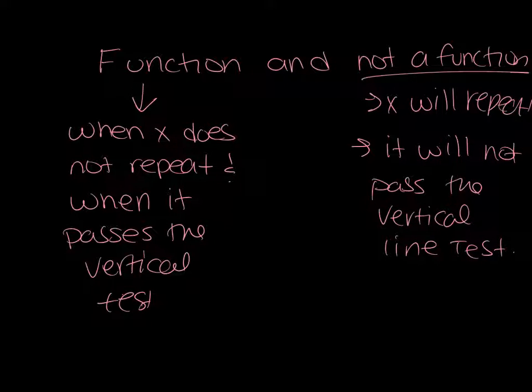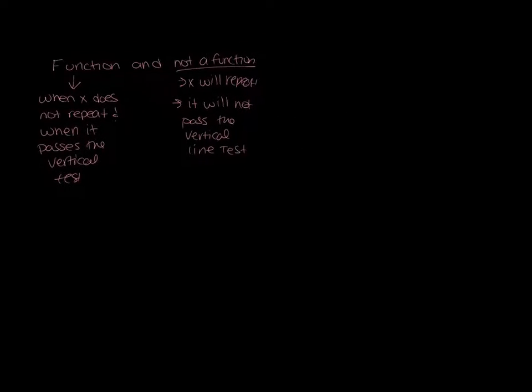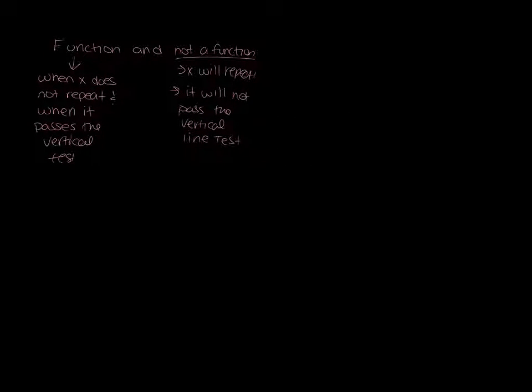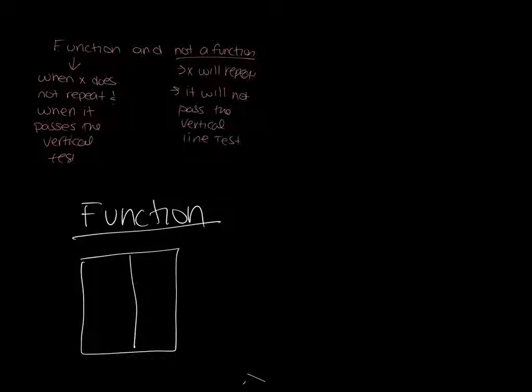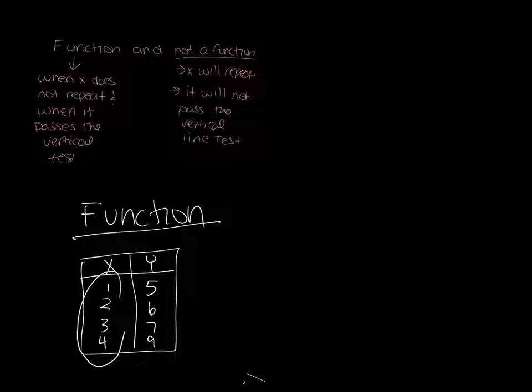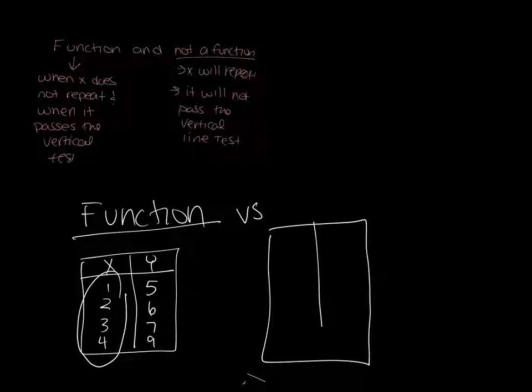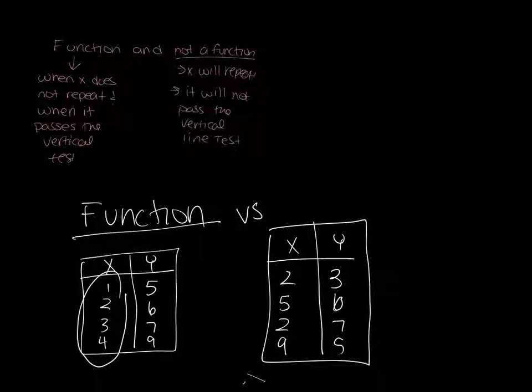Let me give you an example of where it is and where it isn't. I'm going to put those definitions on the side. For a function, if I have a table, I'm going to put x and y. All of these numbers on the left are going to be different. Since every single number on my x-axis is different, this is a function. Versus if it's not a function, something will be repeated. Since something is repeated here, this is not a function.